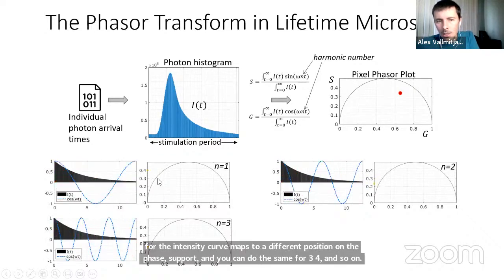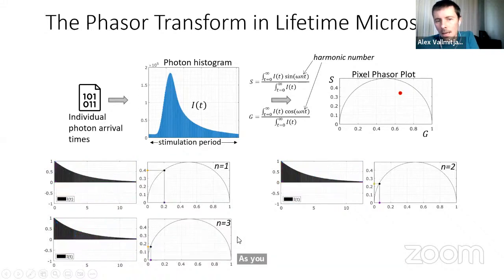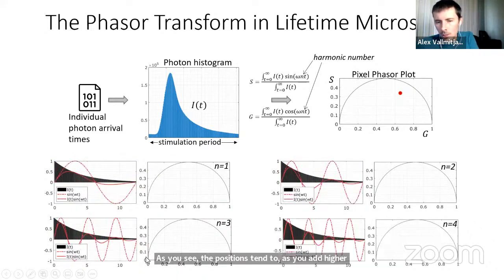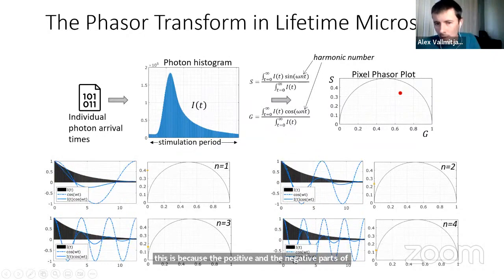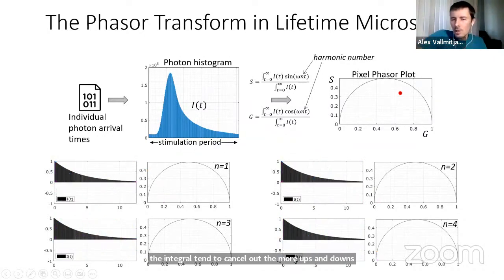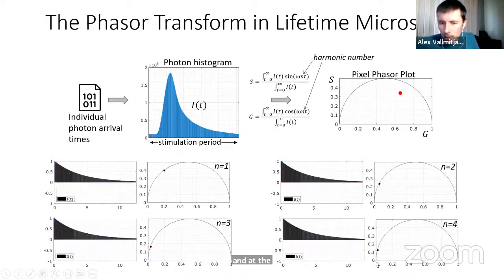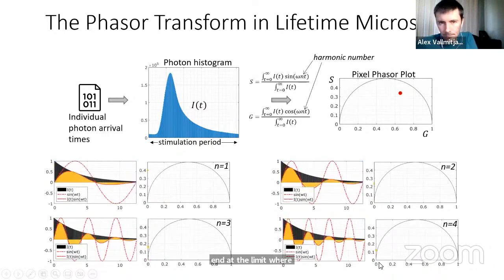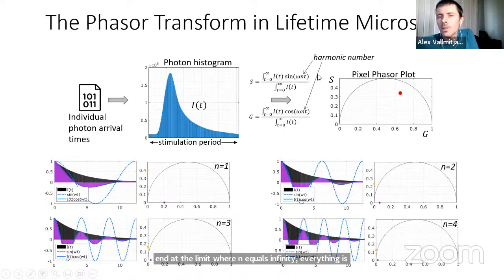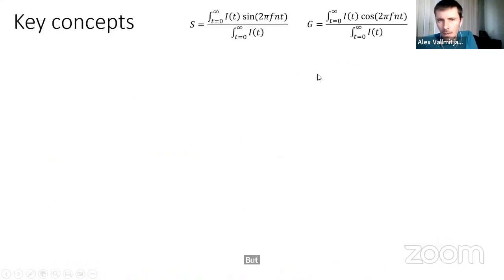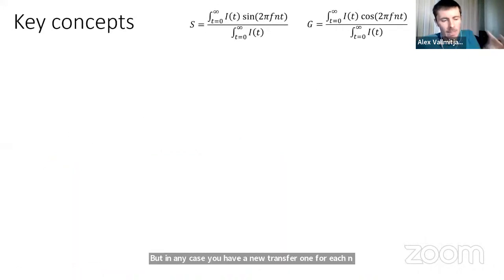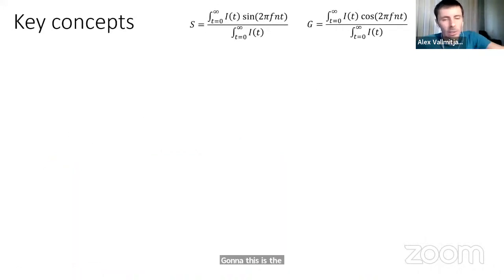As you see, as you add higher harmonics, the positions tend to shift towards the origin. And this is because the positive and the negative parts of the integral tend to cancel out. The more ups and downs you have, the closer to each other they are. And at the end, at the limit where n equals infinity, everything goes down to 0. But in any case, you have a new transform, one for each n harmonic number. And this is the basis of the method to do the multi-component analysis that I'm going to talk about now.